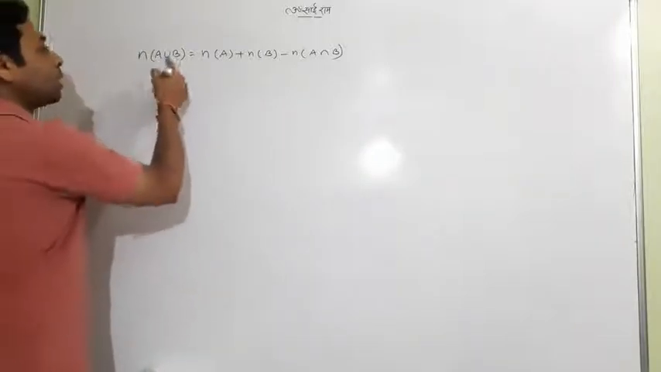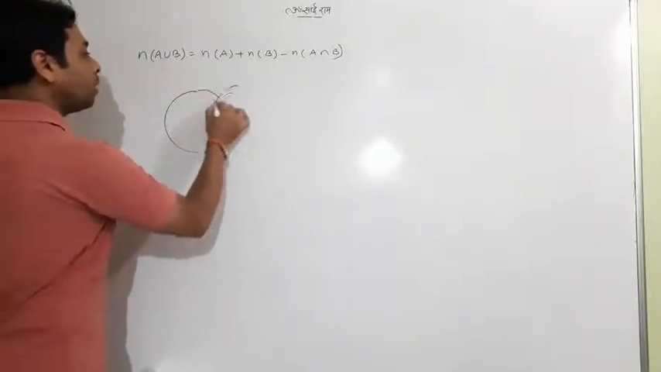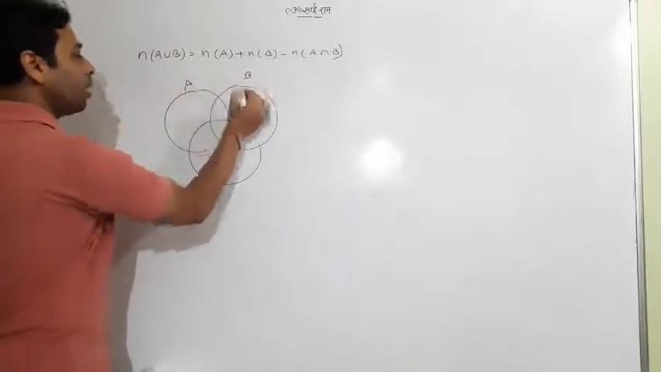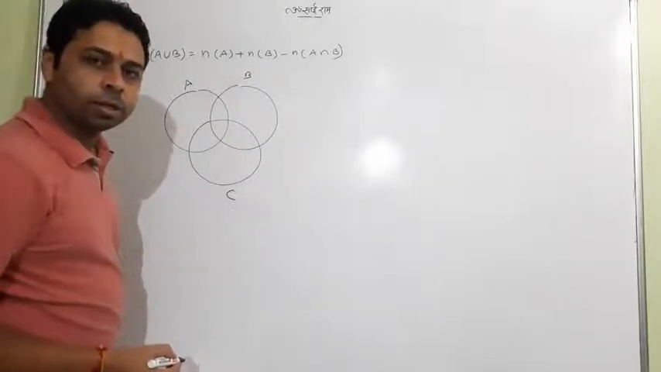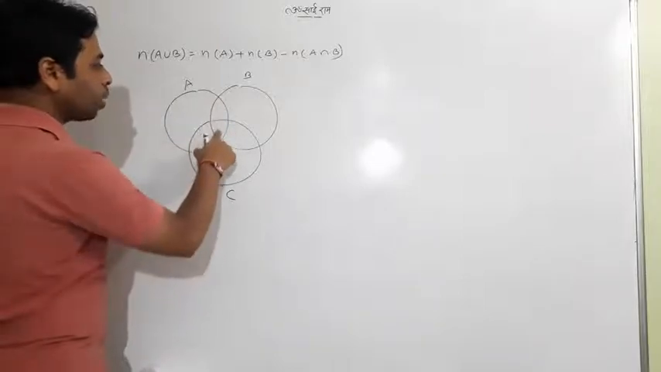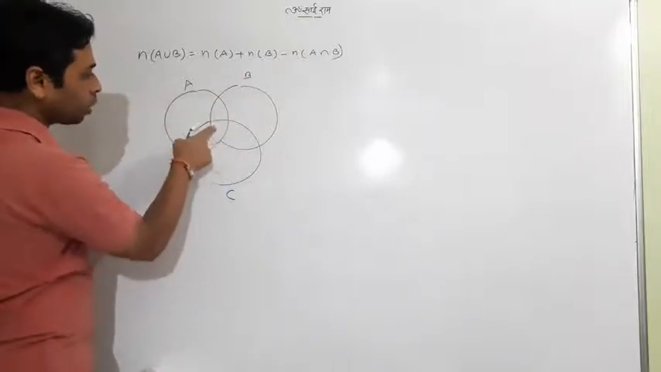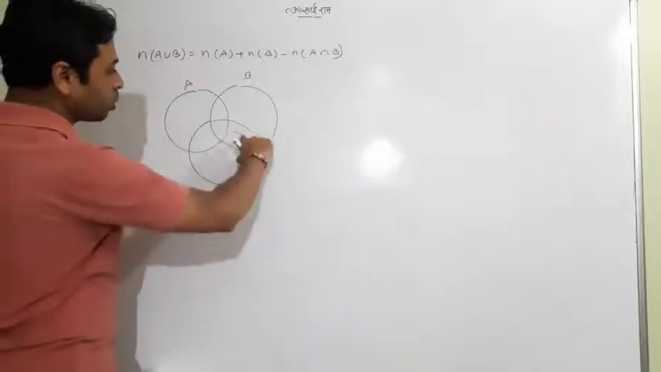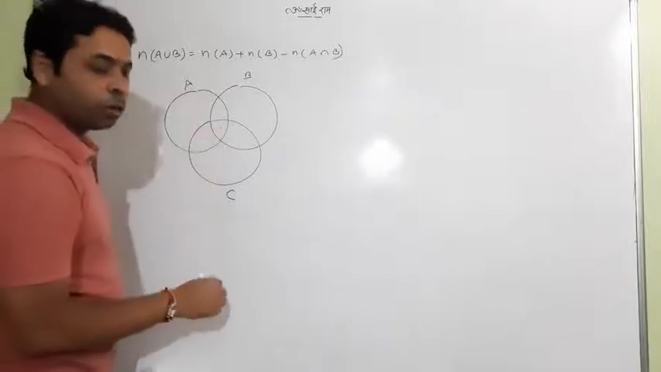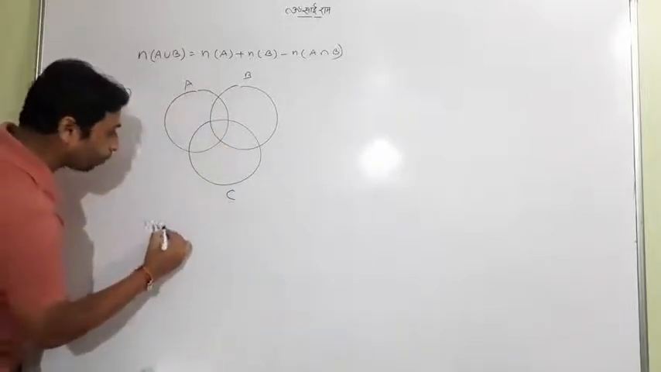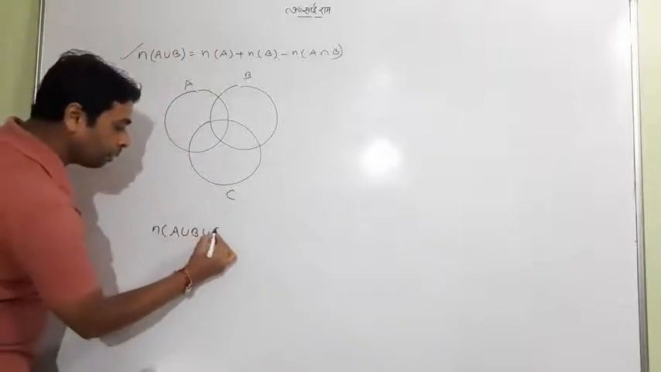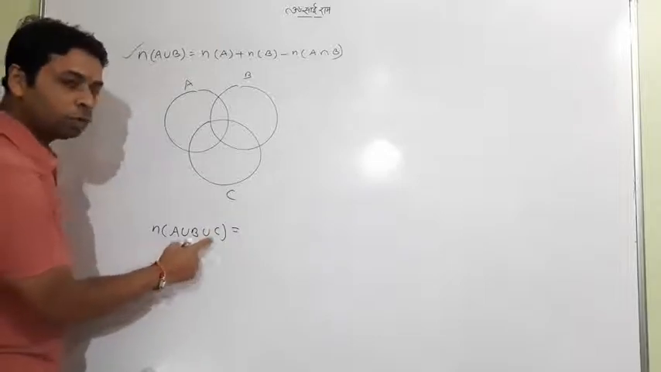This is just for two sets. But instead of that, suppose we take three sets A, B and C. In that case, this region is common for A and B, this is common for A and C, this is common for B and C, and this region is common for all. Now I will go in a very similar way and speak about A union B union C.